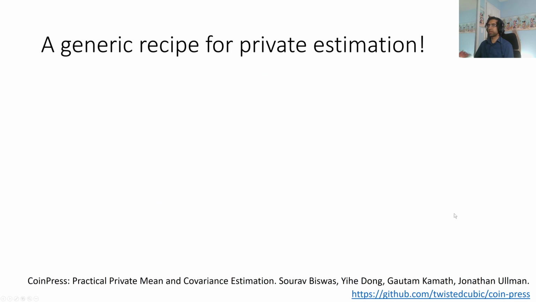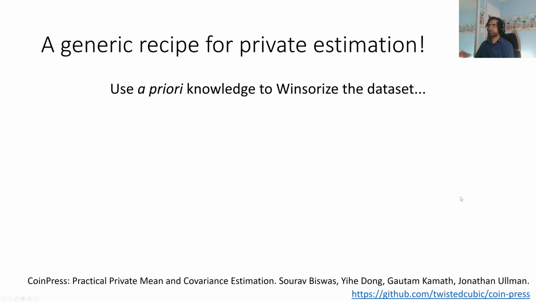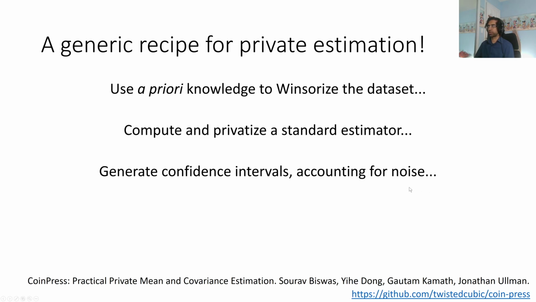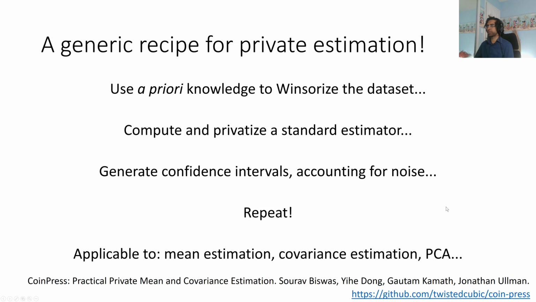Okay, just to conclude, I'll mention that we have a generic recipe for private estimation. I'll show it right here one last time. Just use a priori knowledge to Winsorize a dataset, compute and privatize a standard estimator, generate confidence intervals after accounting for this noise addition as well as noise in the dataset, and then repeat. It's a very broad and generic recipe which we apply specifically to mean estimation, covariance estimation, and principal component analysis, but I'm sure there are many cases where you can apply this far beyond what we look at in our investigation.